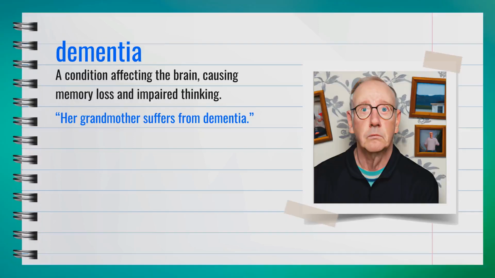The word dementia, D-E-M-E-N-T-I-A, is a noun. It refers to a condition affecting the brain, causing memory loss and impaired thinking. Dementia can be synonymous with Alzheimer's or cognitive decline. For example, her grandmother suffers from dementia. It's a serious and progressive condition. Dementia affects memory and thinking skills.